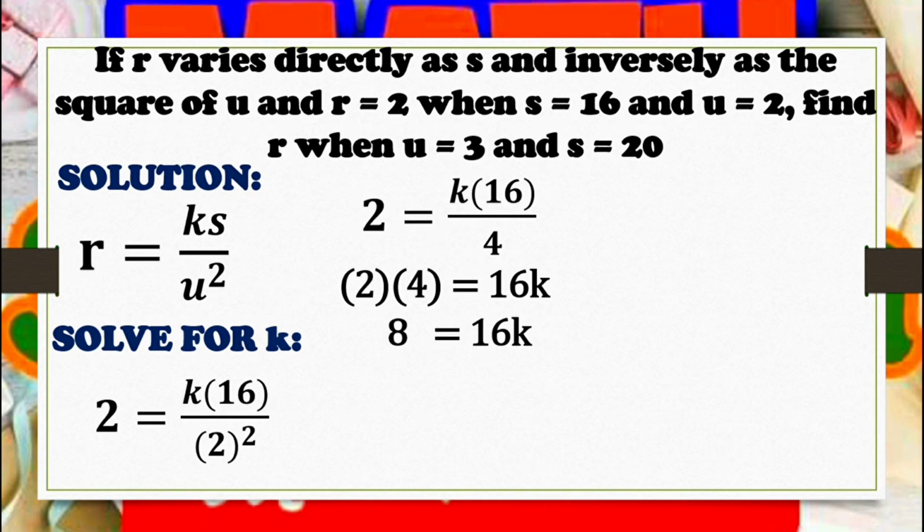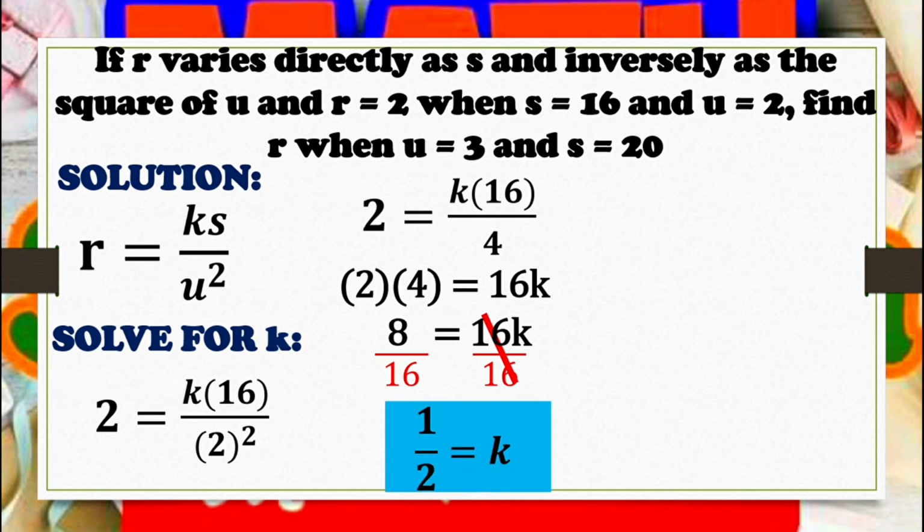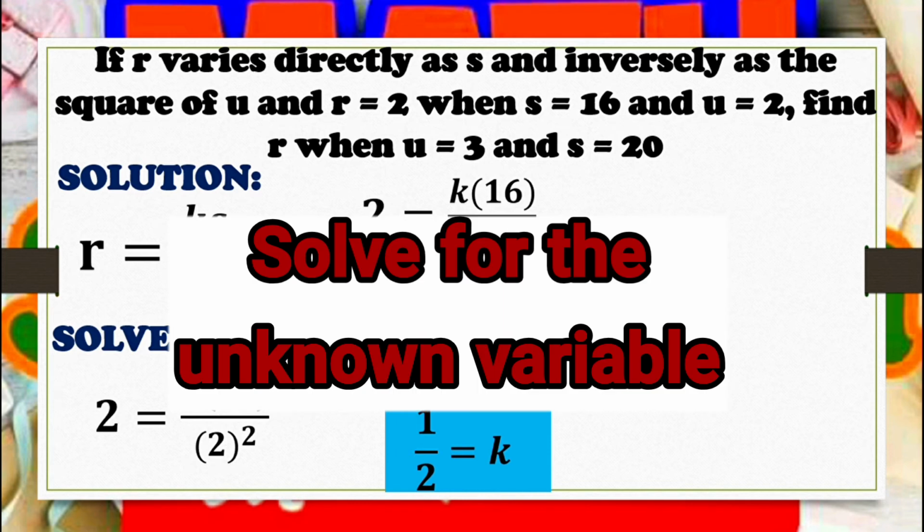Since we are solving for the constant of variation, we will divide both sides of the equation by 16. So we will have k is equal to 8 over 16, and it can be simplified or be written in its lowest term, which is equal to 1/2. So the constant of variation is equal to 1/2. After we solve for k, the next thing we will do is to solve for the unknown variable. In this problem, we will find r.